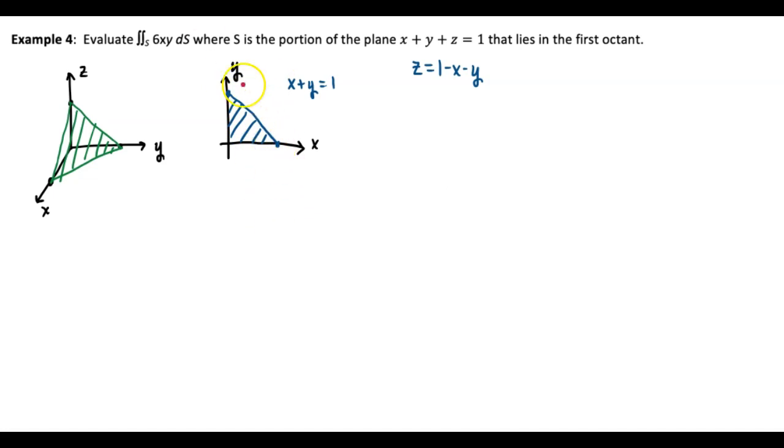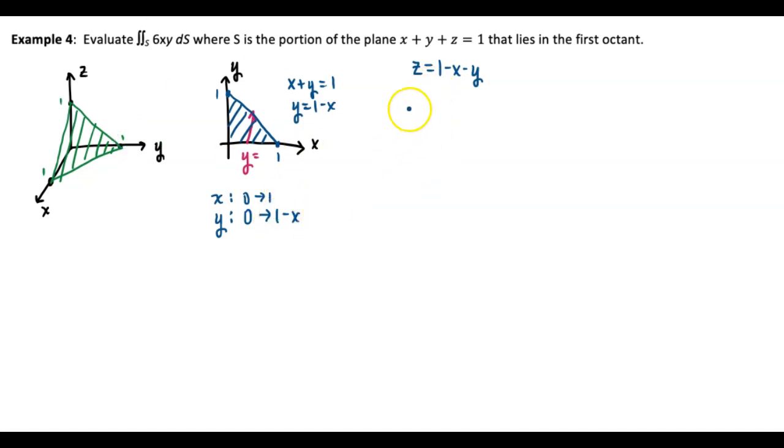And so my bounds, I can draw a vertical arrow, so this is going to be y equals something. I know I can write this as y equals 1 minus x. And so I can write my bounds as x and y, where y goes from 0 to 1 minus x, and x just goes from 0 to 1. I know all of these intersections are just 1. So I've got my bounds.